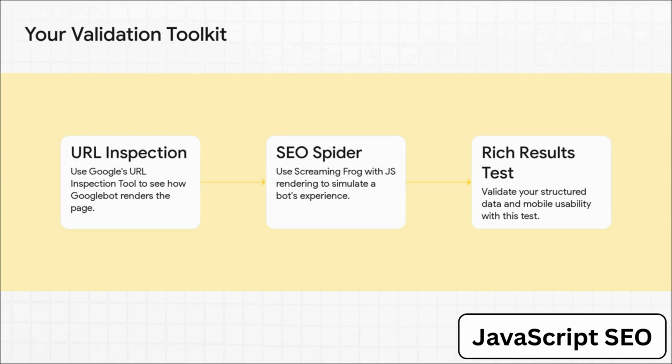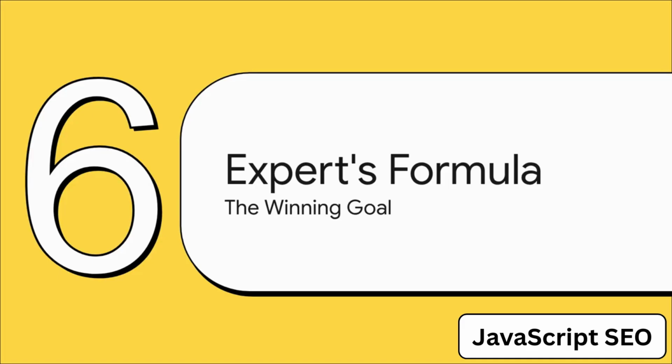First, start with Google's own URL inspection tool. It gives you a direct first-person view of how Googlebot sees a page. Then you can scale up with a crawler like Screaming Frog, but make sure you enable JavaScript rendering to simulate how a bot experiences your entire site. And finally, use the rich results test to confirm that all your special markup for things like reviews or events is actually working.